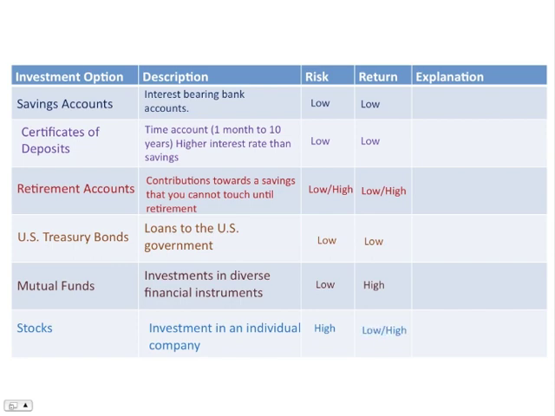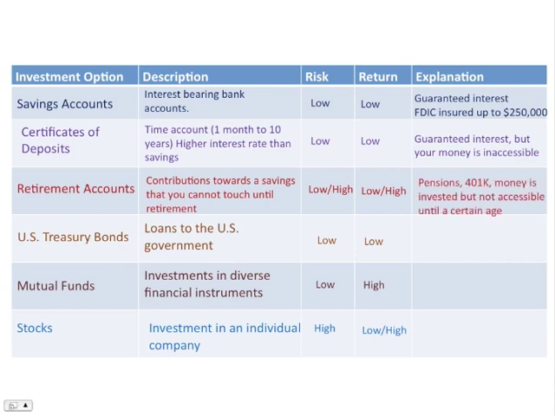So again, just to explain each one of these, a savings account is a very risk-free place to put your money because the federal government will insure it up to $250,000. The specific agency is called the Federal Deposit Insurance Corporation. A CD is guaranteed interest with a bank, but again, it is non-liquid. Therefore, you cannot gain access to it until it has reached its maturity. Same thing with retirement accounts and bonds.